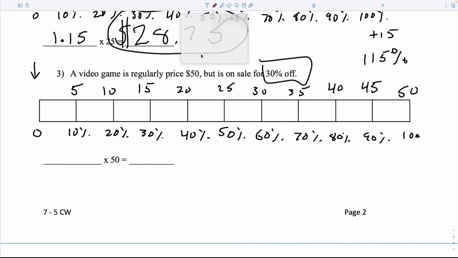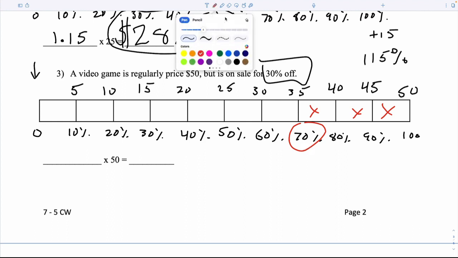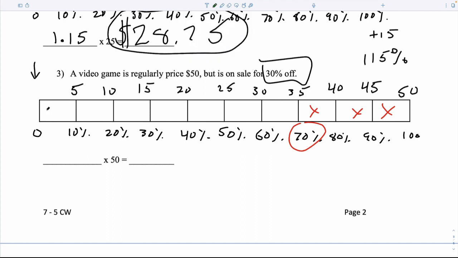What percentage do I get to when I take 30% off? Lauren? 70%. What is 70% written as a decimal? It's 0.7. What could I multiply 50 by to get my answer for the shortcut, Cameron? Let's try that. In your calculator, plug in 0.7, multiply it by the total. What is 0.7 times 50, Mara?